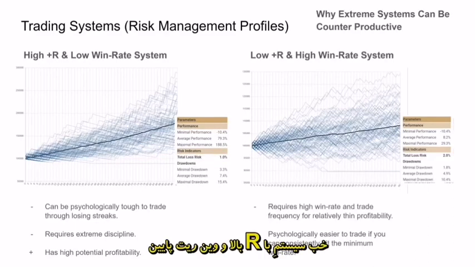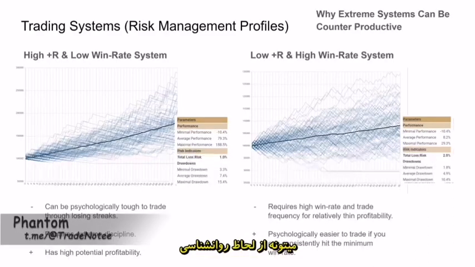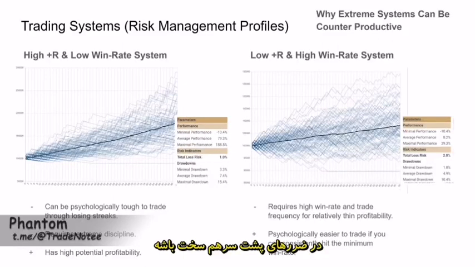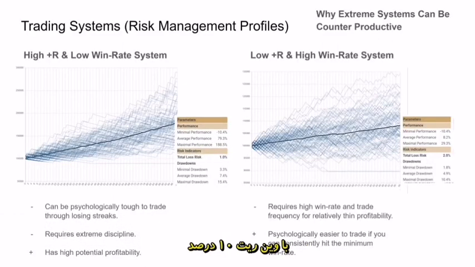A high R, low win rate system can be psychologically tough to trade through losing streaks, of course, right? A 10% win rate represents you winning 1 in 10 trades on average. So would you be able to handle a losing streak of 10 losses? I've done it personally. It's not the easiest thing in the world, but if you can do it, you can do it. I don't think most people can. It requires extreme discipline, obviously, but has a high potential profitability. Look at our average performance over 100 trades, 79%, pretty good, right?